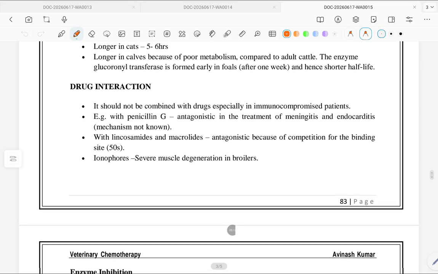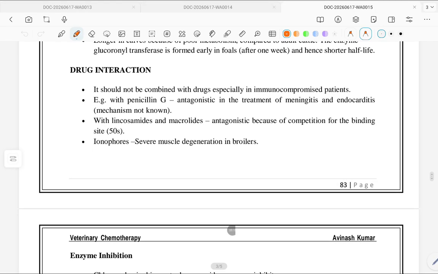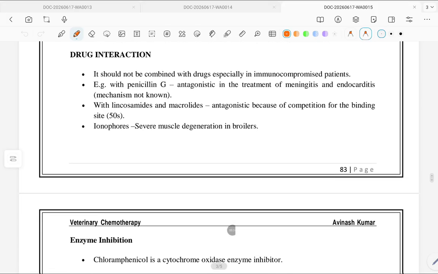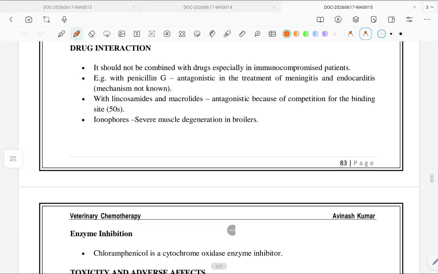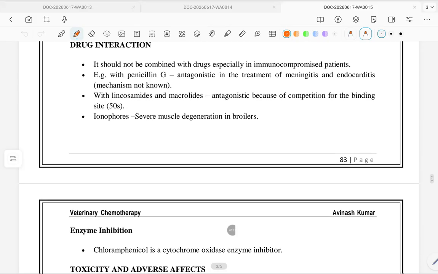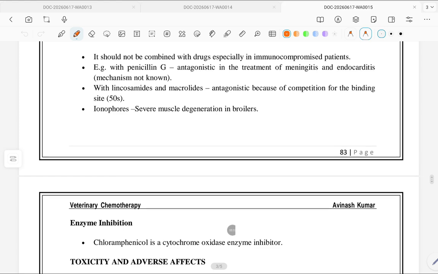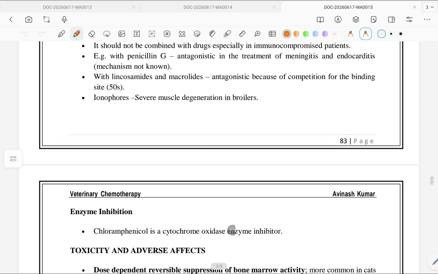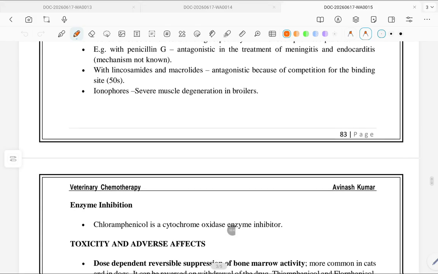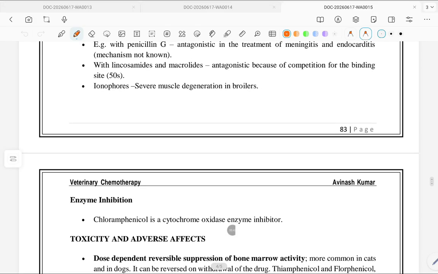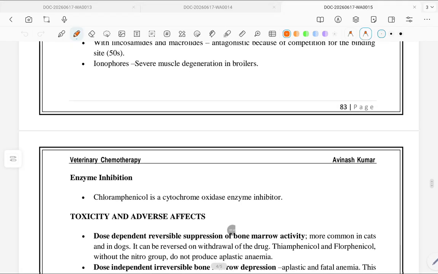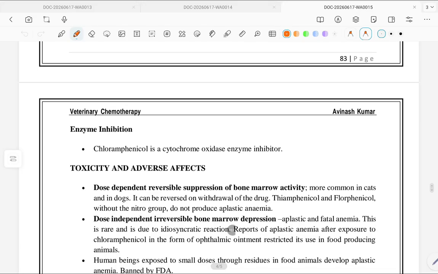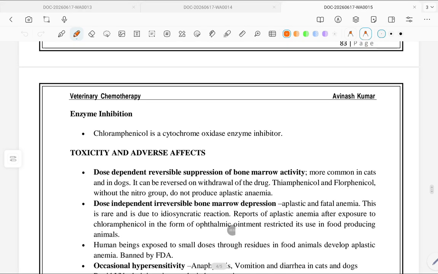Drug interaction. It should not be combined with other drugs, especially in immunocompromised patients. For example, with penicillin it is antagonistic in the treatment of meningitis and endocarditis, mechanism not known. With lincosamides and macrolides it is antagonistic because of competition for the binding site on the 50S ribosome. With ionophores it causes severe muscle degeneration in broilers. Enzyme inhibition: chloramphenicol is a cytochrome oxidase enzyme inhibitor.